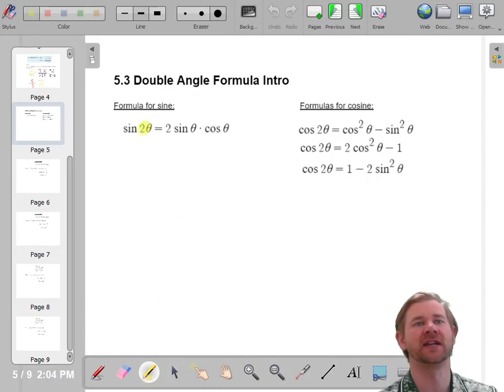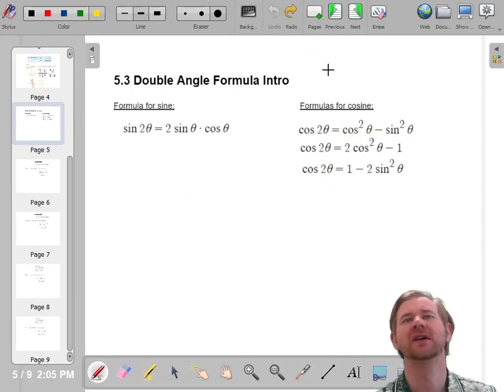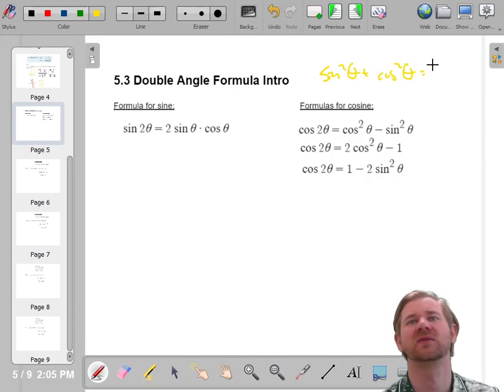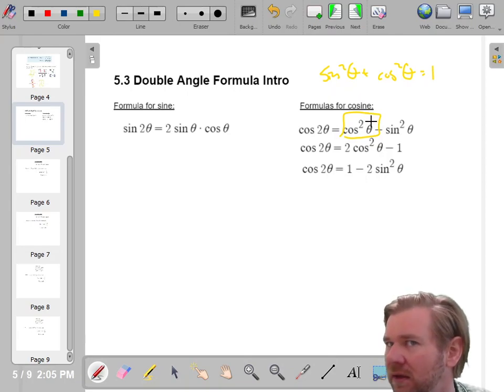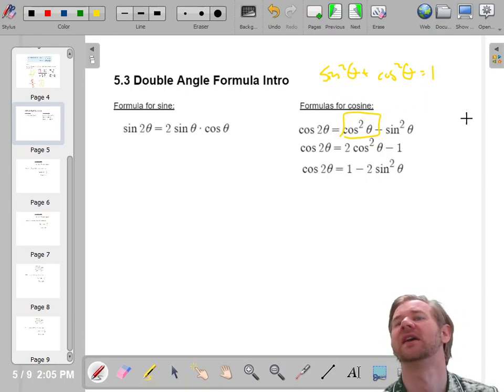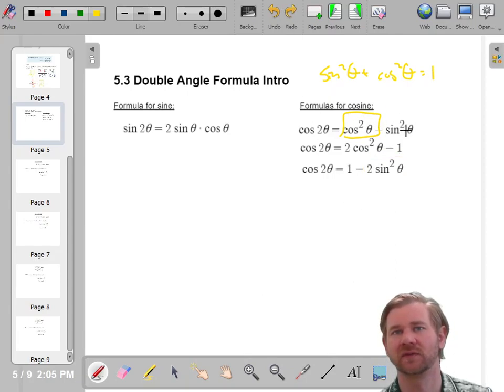If it's the sine of 2 theta, then it's 2 times the sine of theta times the cosine of theta. And you'll notice for cosine of 2 theta, look, there's 3 of them. The reason that there's 3 of them is because they do some substitutions. Remember, sine squared theta plus cosine squared theta equals 1. If instead of cosine squared, you put in 1 minus sine squared, then you'll have 1 minus sine squared, which is 1 minus 2 sine squared. You can do the same thing by substituting in for the sine squared.